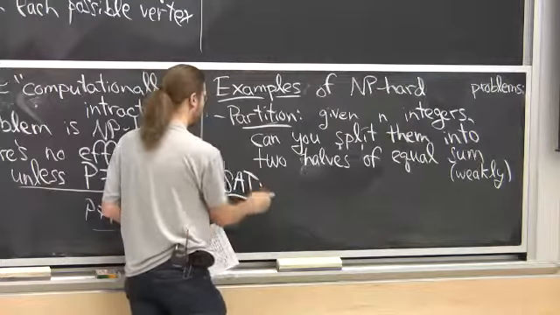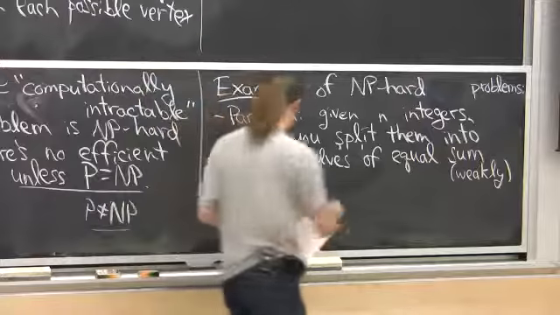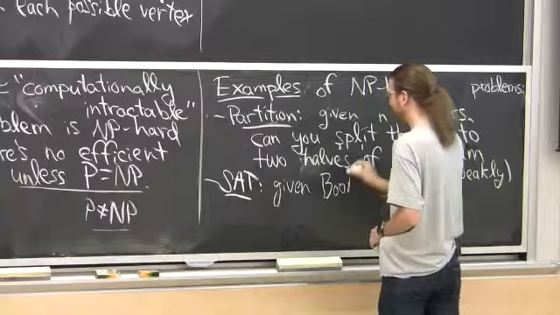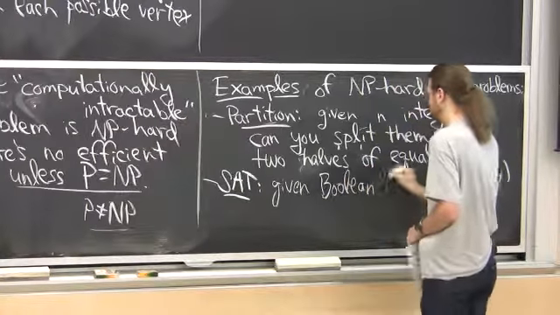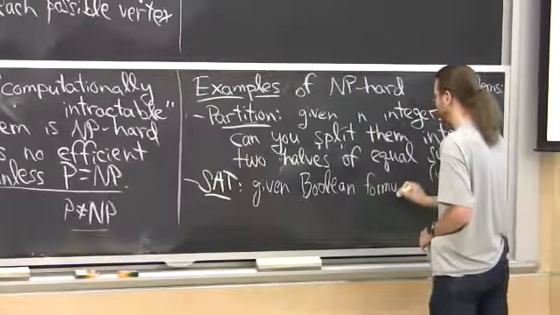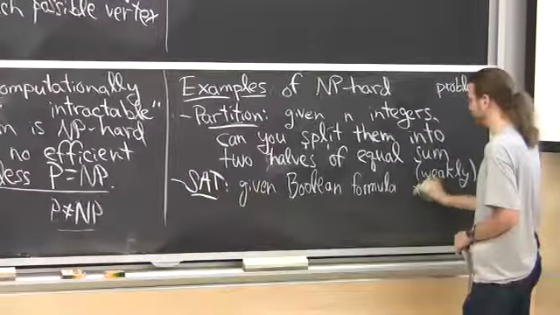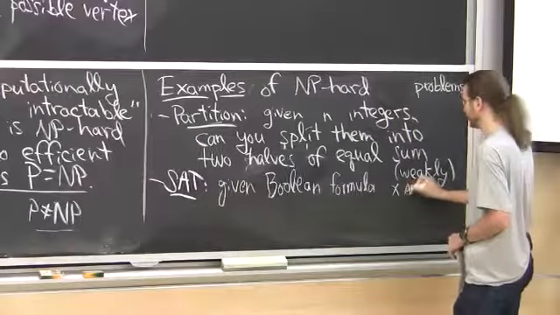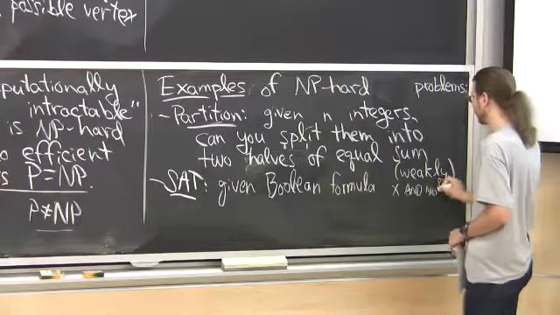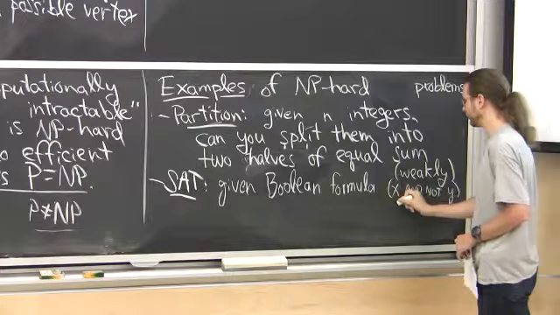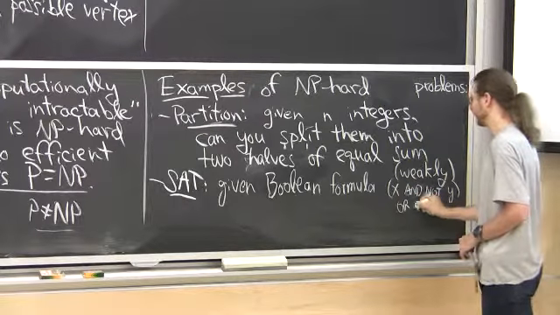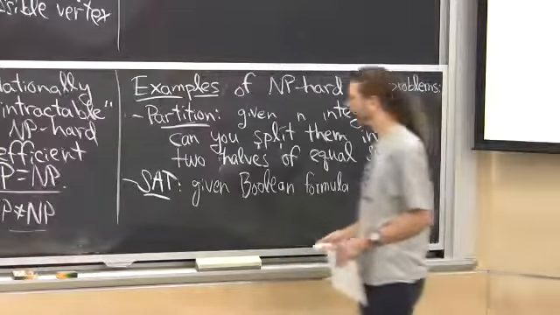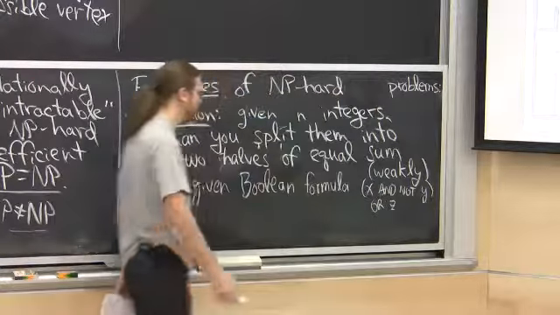An even nastier problem is satisfiability, or SAT. Here you're given some Boolean formula. So it has a bunch of variables like x and y. You can do and, you can do not, and you can do or. Let's say that's all you need. x and not y or z. And you want to know, can I make that formula true?